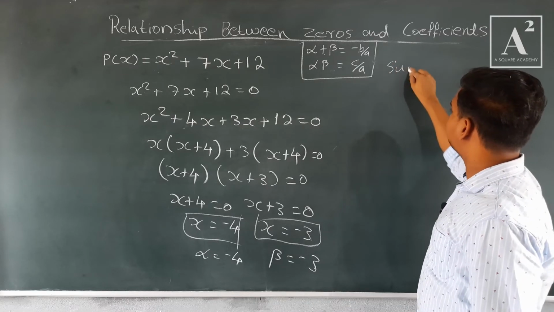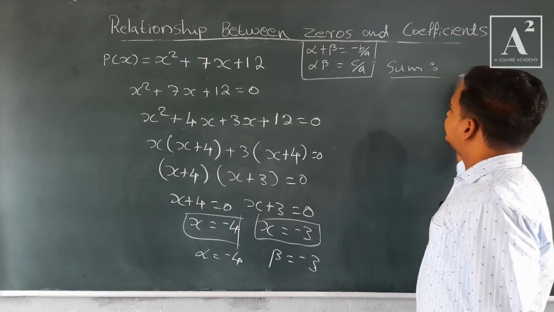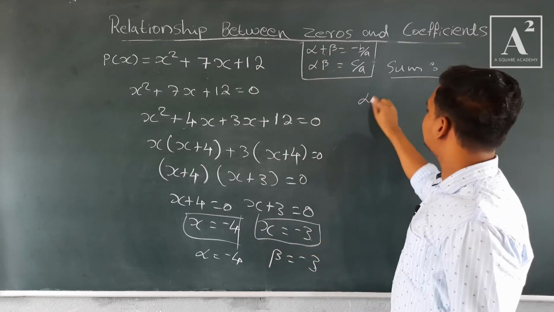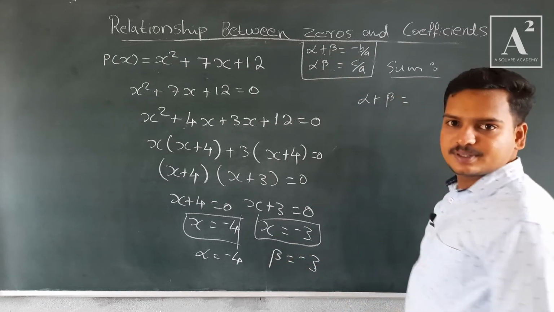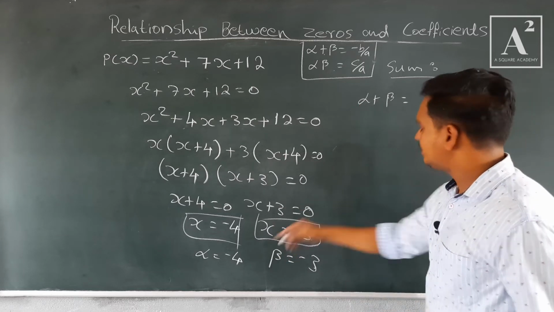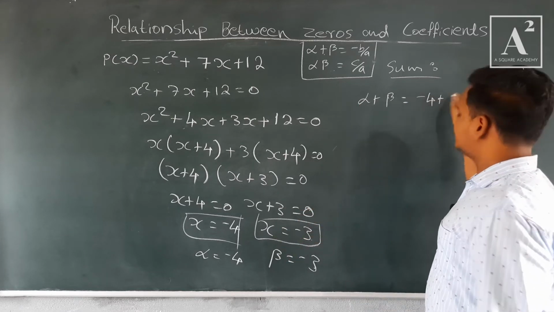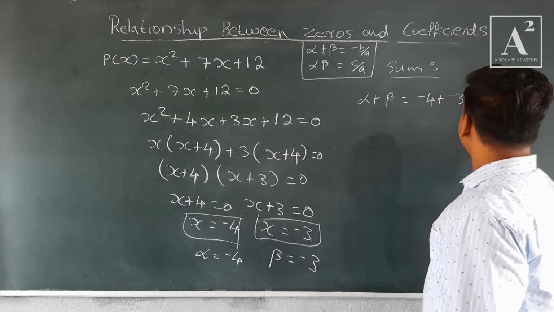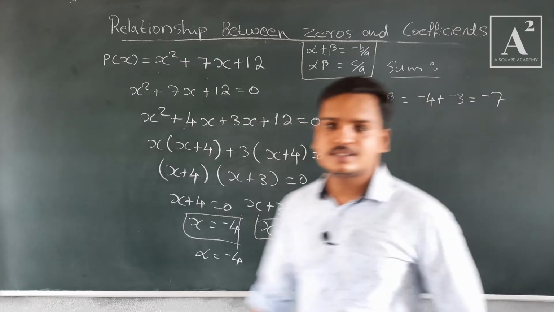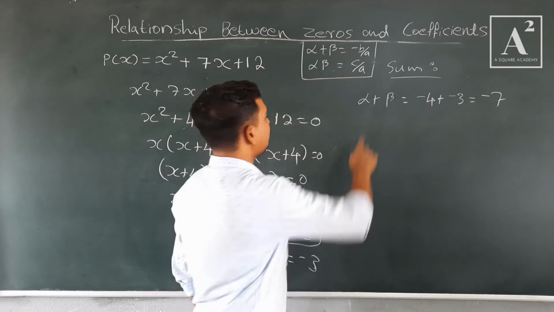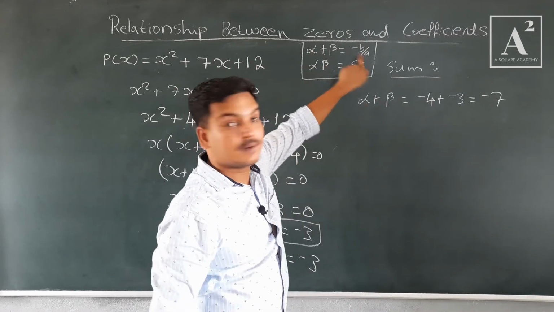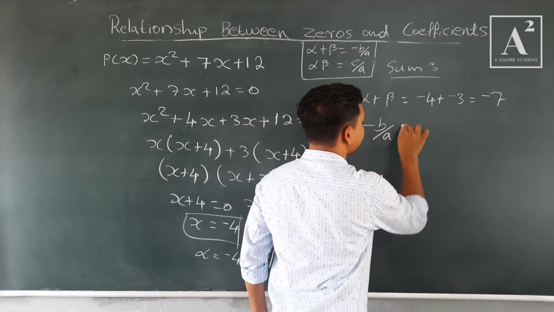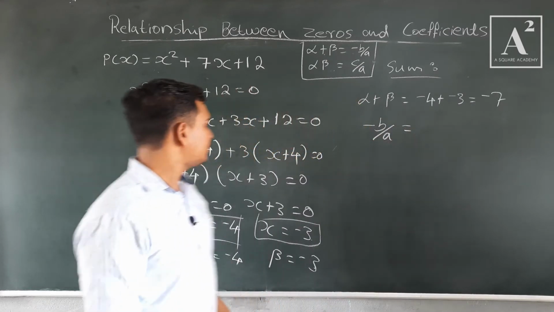First of all, the sum, alpha plus beta. Alpha is minus 4 plus beta, that is minus 3, total minus 7. So we got the sum is minus 7. Now alpha plus beta is equal to minus b by a. So for that let's verify minus b by a. Minus b by a, what is that?